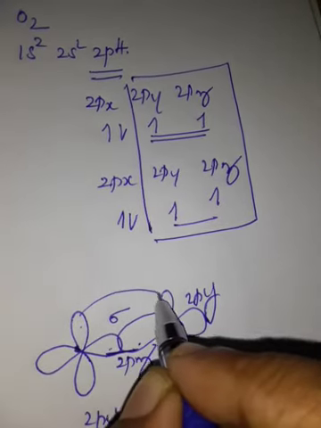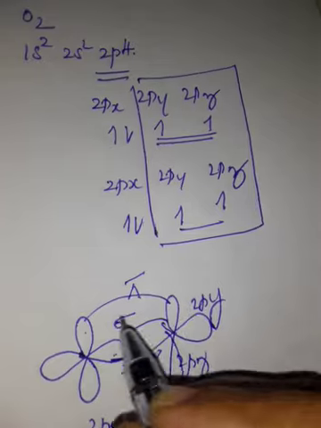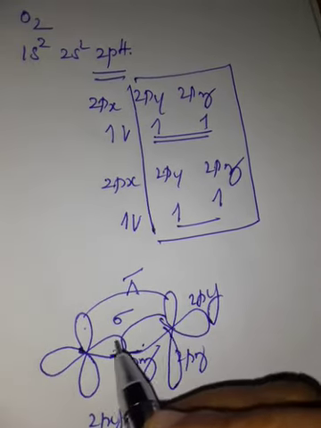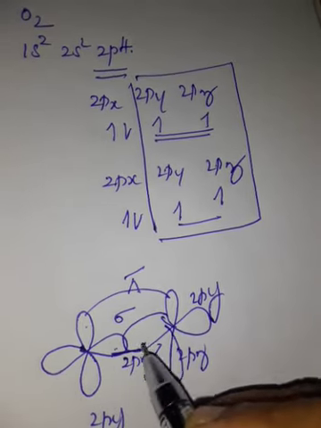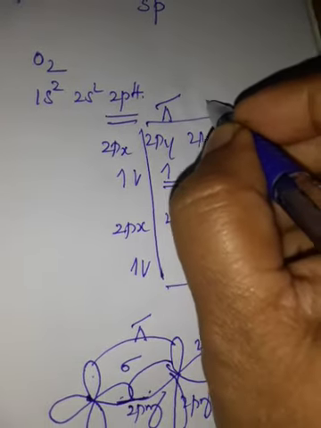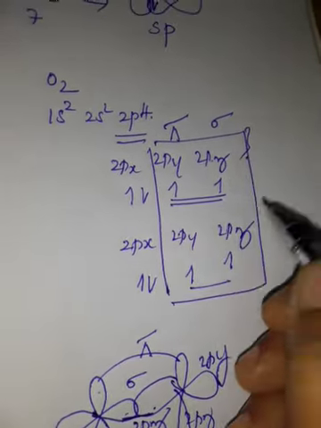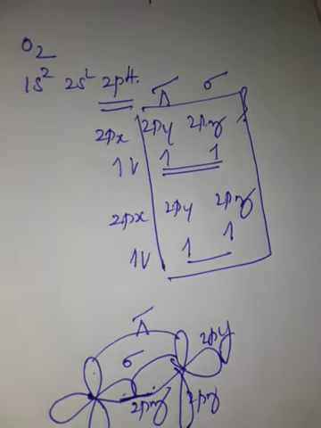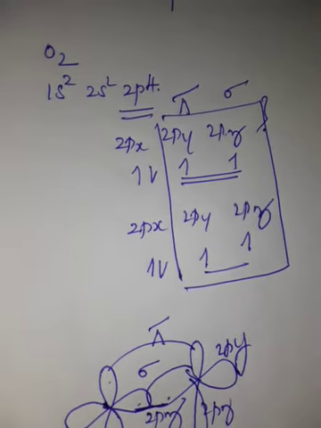The 2py orbitals overlap side-wise. This is called a pi bond. Side-wise overlap means pi. Head-to-head overlap means sigma. So, 2py forms a pi bond and 2pz forms a sigma bond. Everything is clearly given in the book, page numbers 87 and 88.